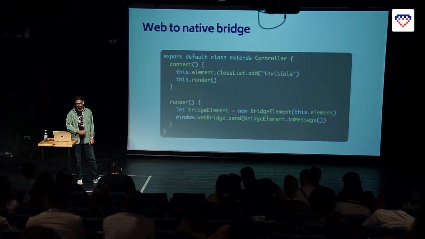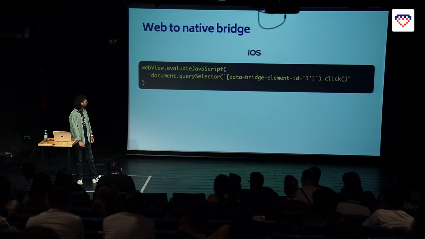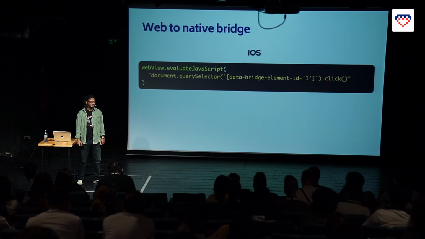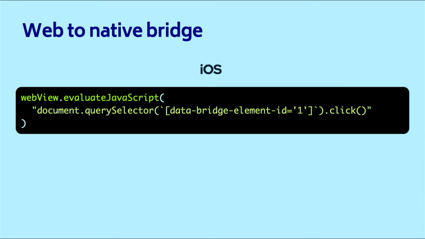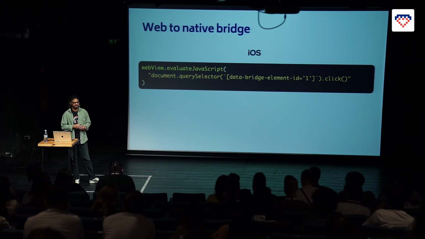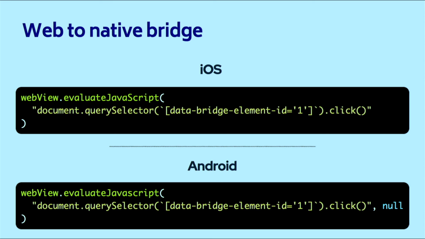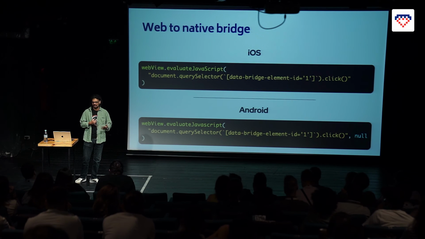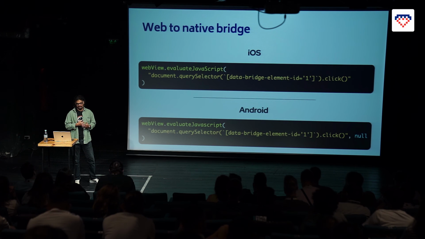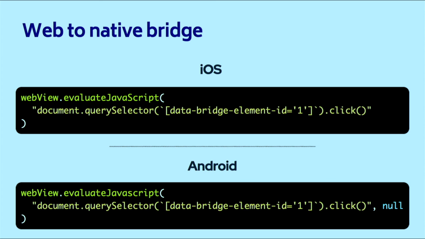And to handle a click on that button, well, this would be the click handler. We just locate that bridge element that we created in the web app, and then just click it using JavaScript. Same thing on Android. So the native button is nothing but just a pretty front end for something that's actually taking place in the web app. And it's all driven from the web app itself.